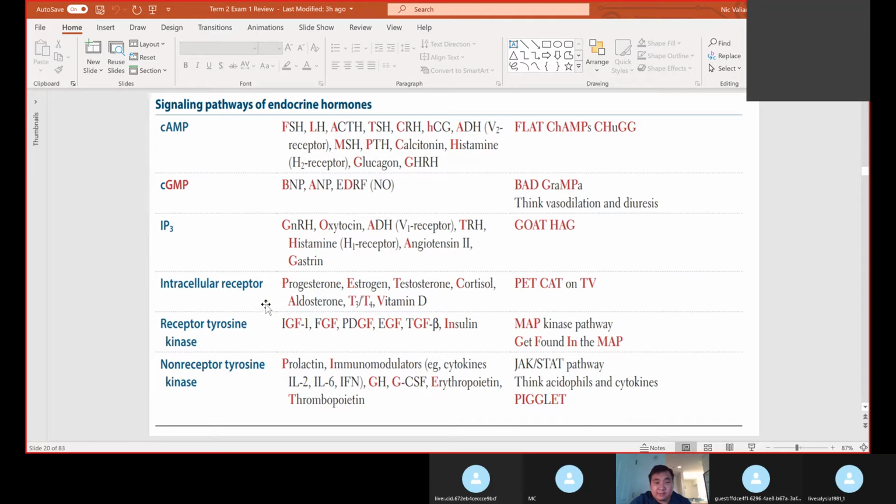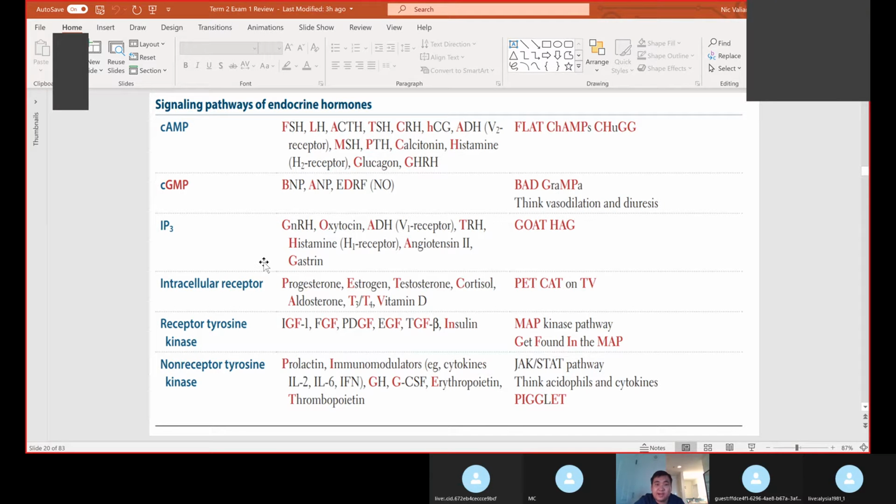IP3, DAG, intracellular receptor, of course, progesterone, estrogen, testosterone. Receptor tyrosine kinase, IGF-1, FGF, all of that. It's a MAP kinase pathway, and your non-receptor tyrosine kinase. Don't forget the secondary messengers for your cyclic AMP, IP3, DAG, protein kinase C. Don't forget those from term 1. Why are they intracellular receptors? Your progesterone, estrogen, and testosterone. Why? Anyone? They act on the nucleus.